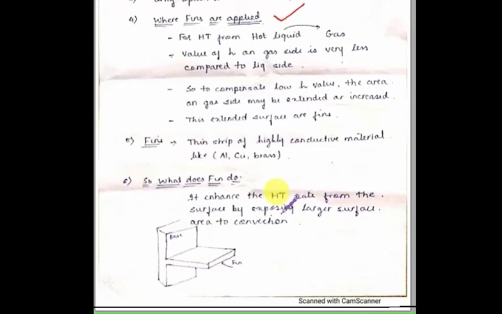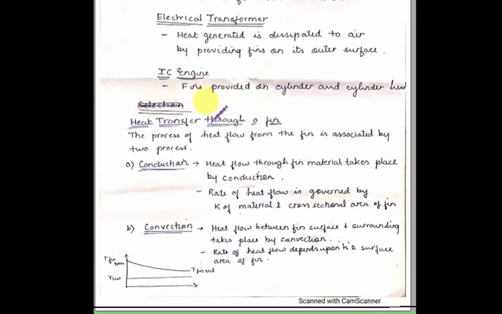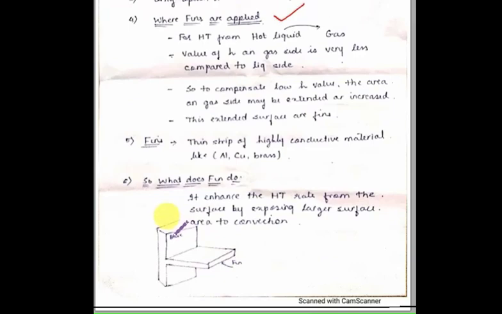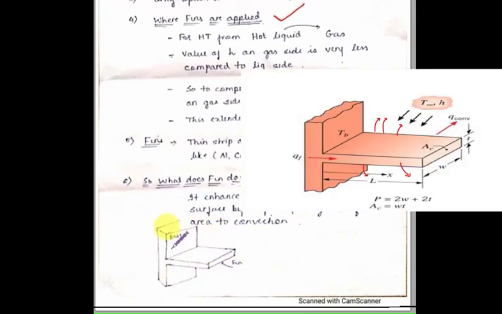Now we will see how the heat is flowing through the fin. So let's see the heat transfer process through the fin, right? Here it is written, the process of heat flow from the fin is associated with two processes. How is the heat flowing through the fins? The heat is flowing by two processes. The first one is conduction and the second one is convection, right? Now let's focus on how the heat is flowing. Again we will go back to the same image. Sorry for the smaller image. Now this plate is at a higher temperature, say for example 60 degrees. So now what will happen?